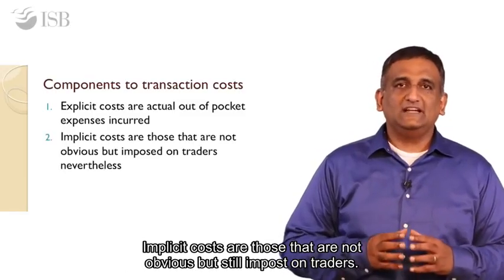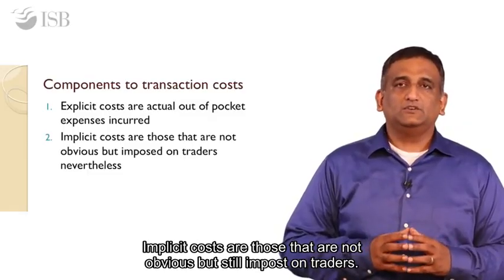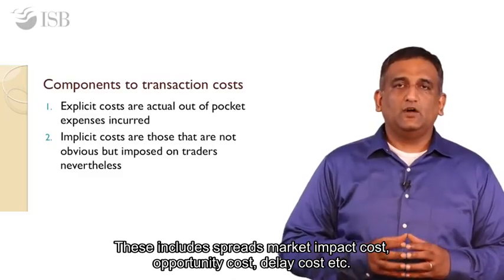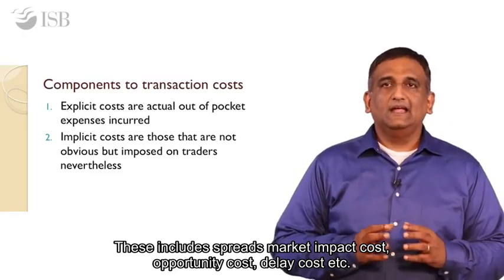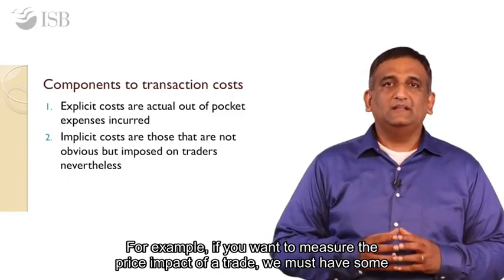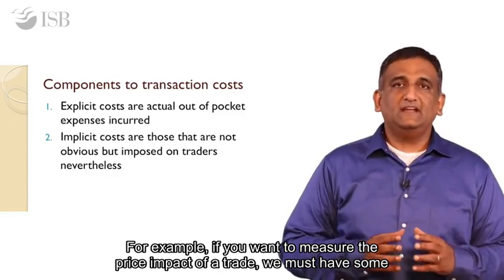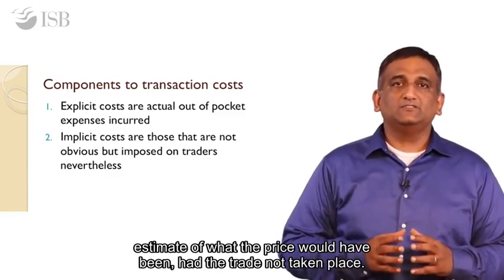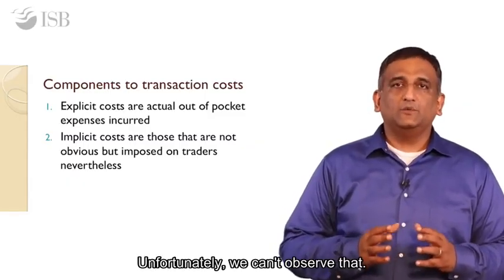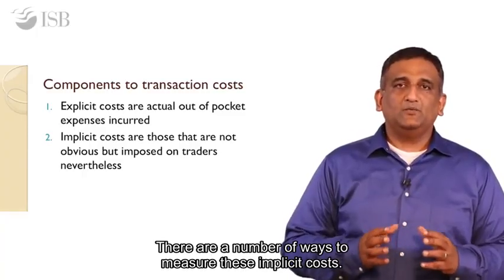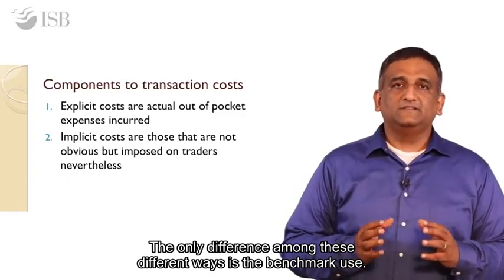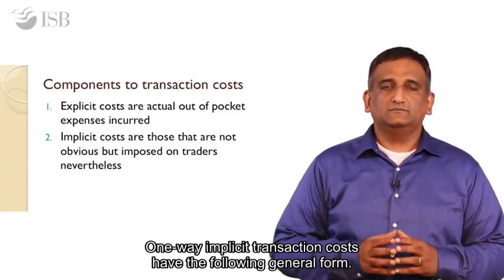Implicit costs are those that are not obvious but still imposed on traders. These include spreads, market impact costs, opportunity costs, delay costs, etc. Implicit costs are more difficult to identify and quantify. For example, if we want to measure the price impact of a trade, we must have some estimate of what the price would have been had the trade not taken place. Unfortunately, we can't observe that. There are a number of ways to measure these implicit costs. The only difference among these different ways is the benchmark used.